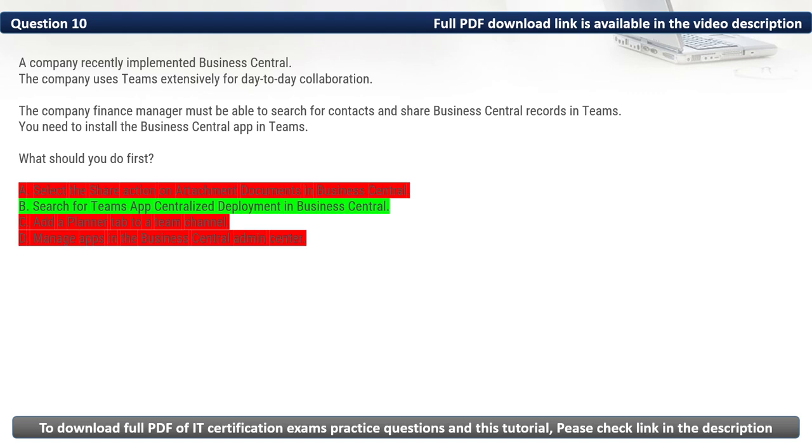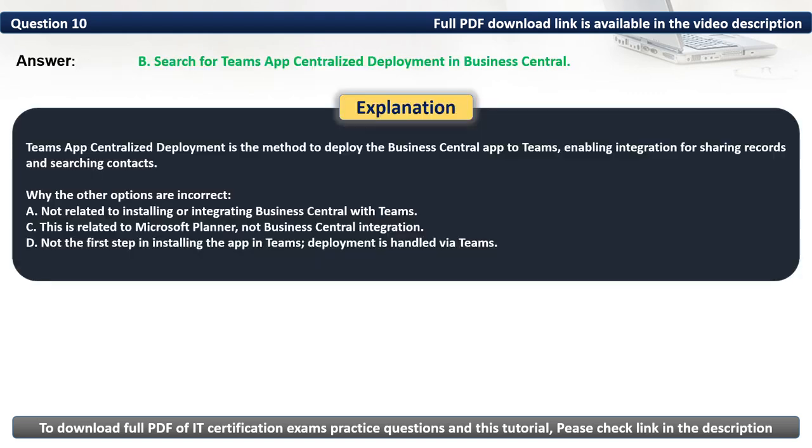Thus, the correct option is B. Teams app centralized deployment is the method to deploy the Business Central app to Teams, enabling integration for sharing records and searching contacts.